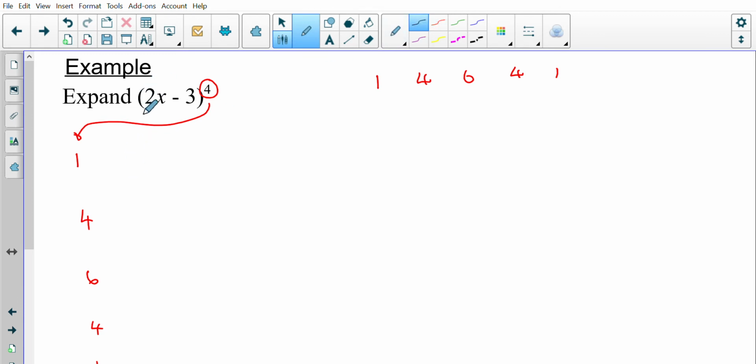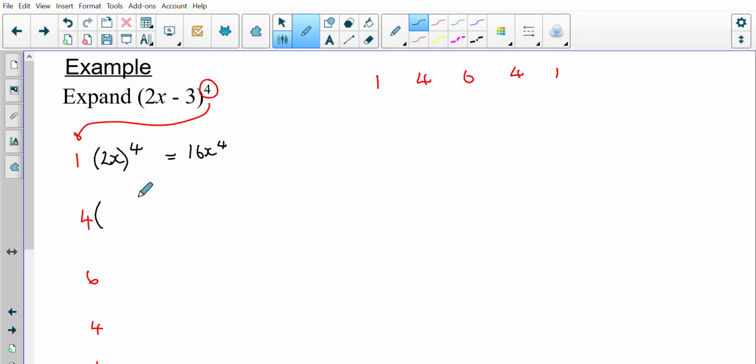So then, if we think about the pattern we had before, we take the first term in the brackets, so that's 2x, and it starts off at its highest power, which is 4. And the reason I've put the 2x in brackets is because we need to remember that the 2 is raised to the power of 4 as well as the x. And then we can work that out. That gives me 16x to the 4.